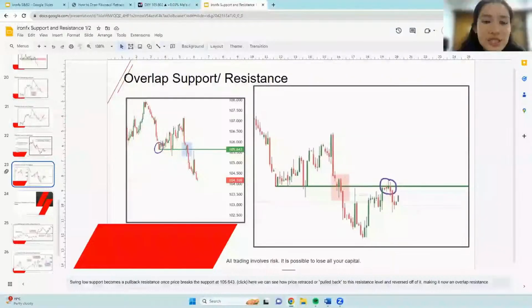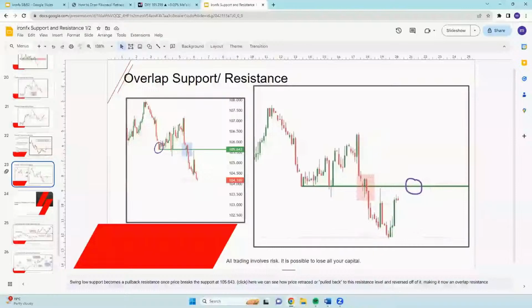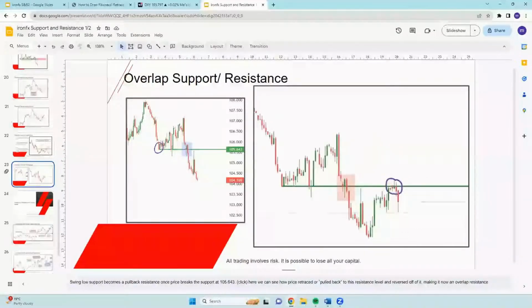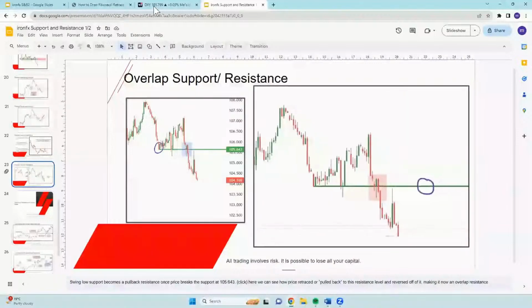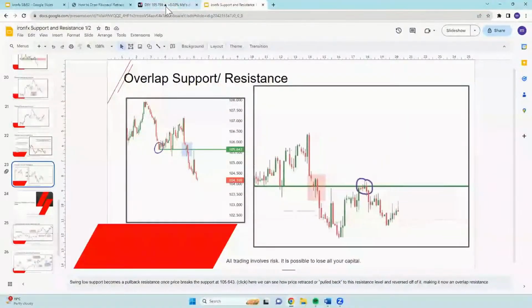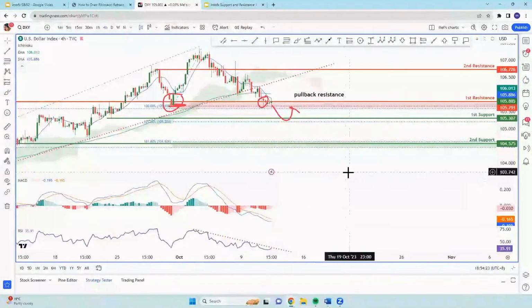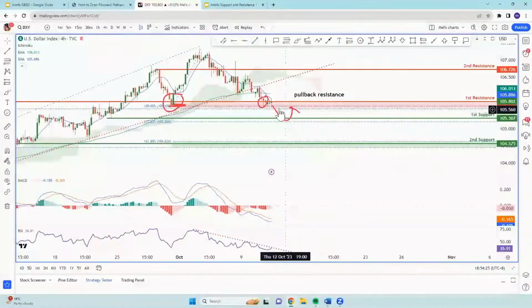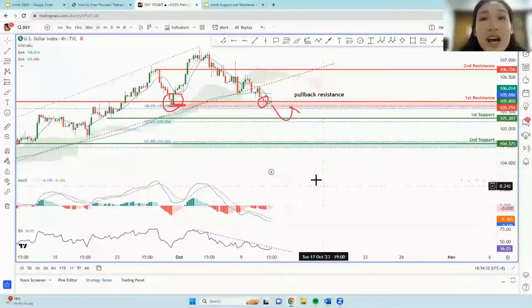Does that answer your question? Yes, at least I'll further my analysis again. I understand the first resistance, the line you drew, which is the pullback resistance. I understand it now. But it is a little bit close to where price is at. I understand your concern as well.